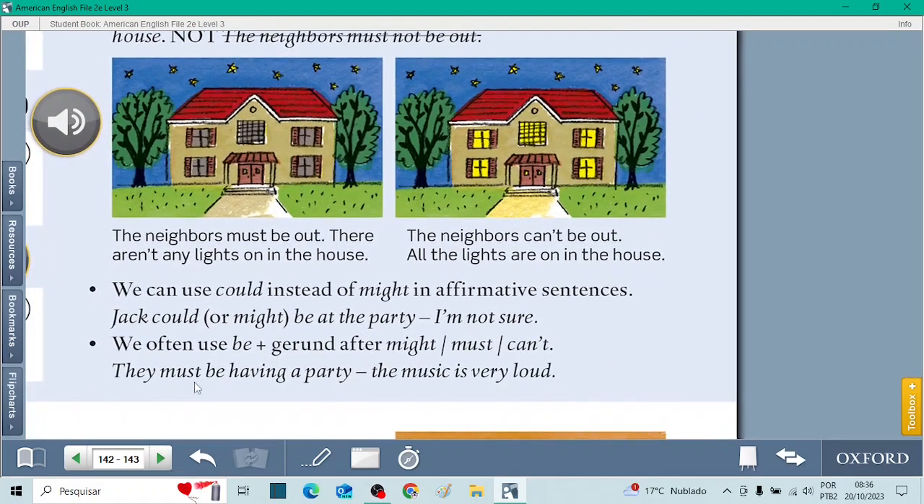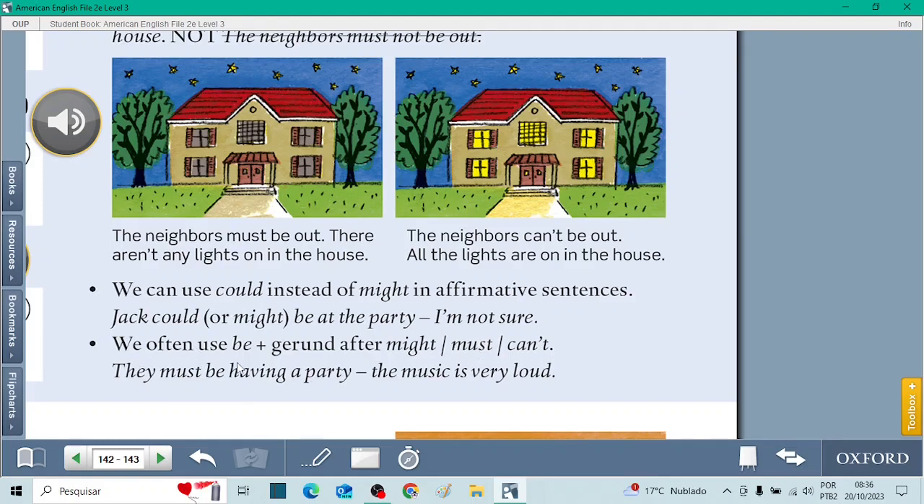Nós podemos usar o could ao invés de might em frases afirmativas também, né? Que nem no exemplo aqui, ó. Jack could ou Jack might be at the party. I'm not sure, né? Então, de incerteza.